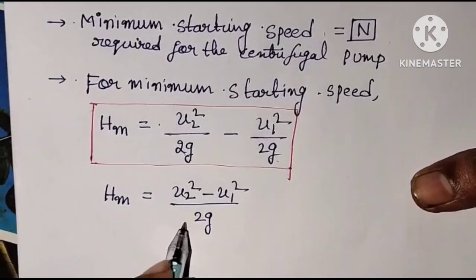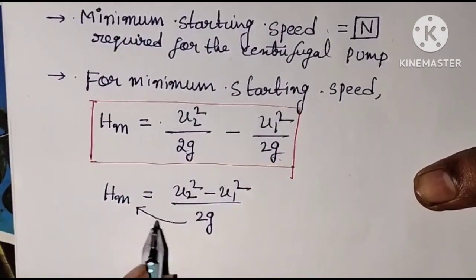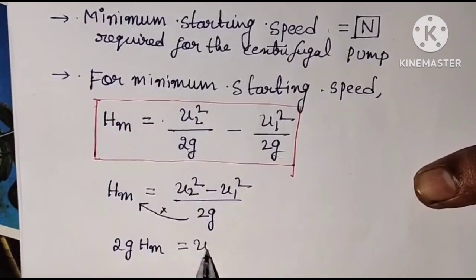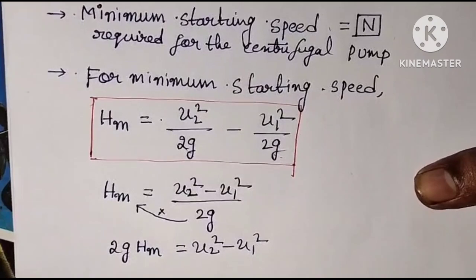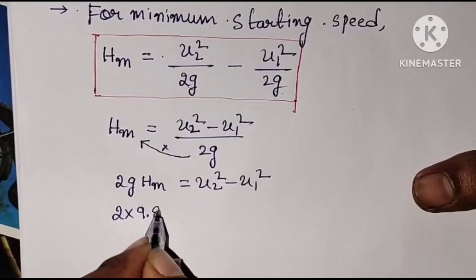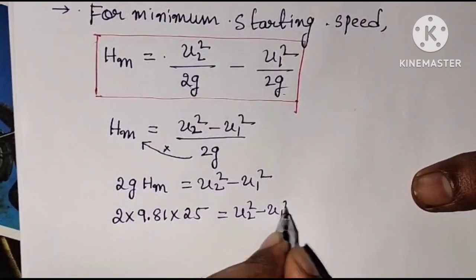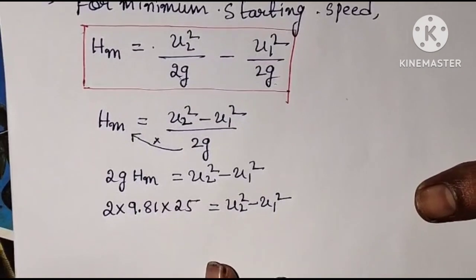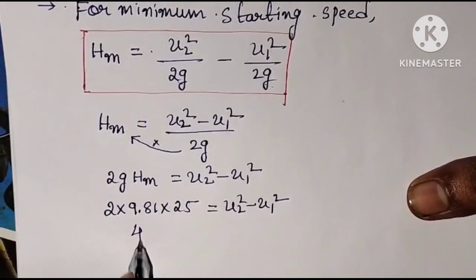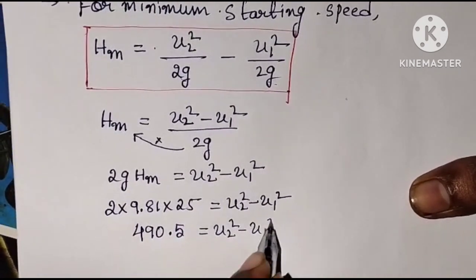Now let us transpose 2G to the left hand side. Division becomes multiplication, so 2G HM is equal to U2 square minus U1 square. What is the value of G? G is acceleration due to gravity, 9.81. With HM as 25 meters, if you calculate this, you will get 490.5 equals U2 square minus U1 square.